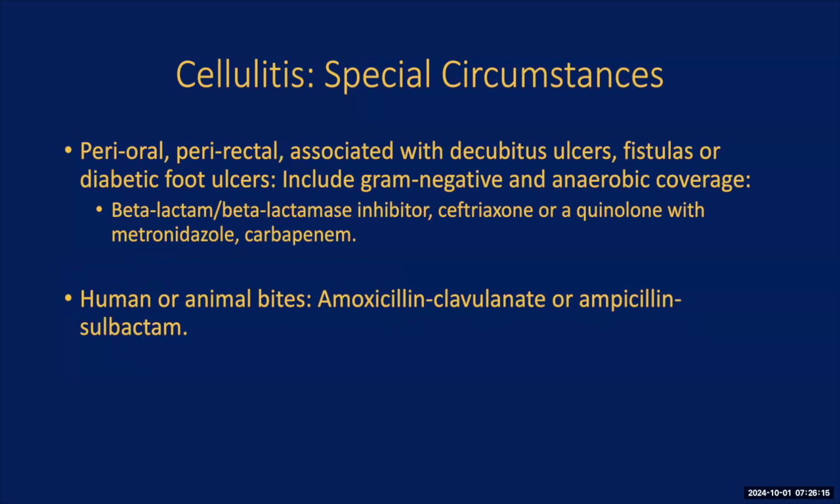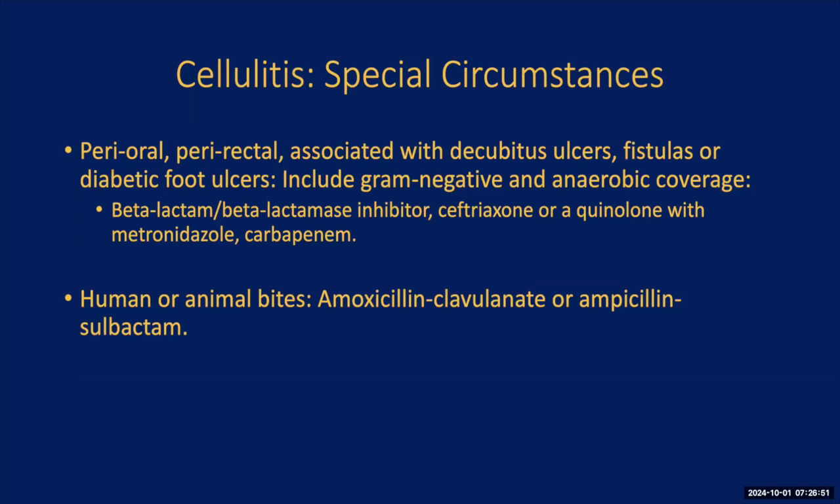Sometimes cellulitis may be associated with perioral lesions, it may be perirectal, it may be associated with decubitus ulcers, fistulas, or diabetic foot ulcers. And then in these instances, what needs to be on your mind is also that there may be some gram-negatives implicated, sometimes an anaerobe may be implicated as well, and hence a combination of antibiotics should be used that not only covers your typical staph and strep, but also gram-negatives and anaerobes.